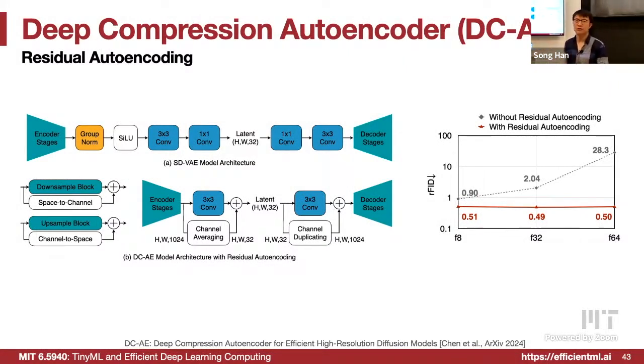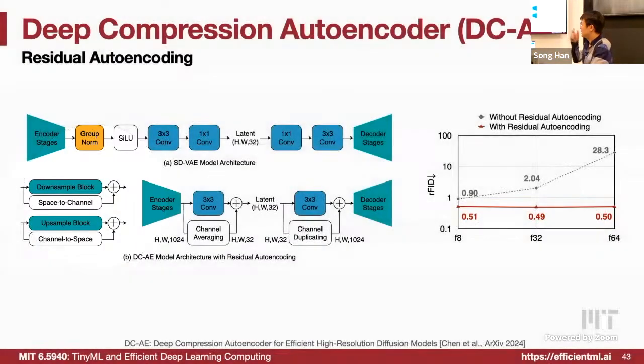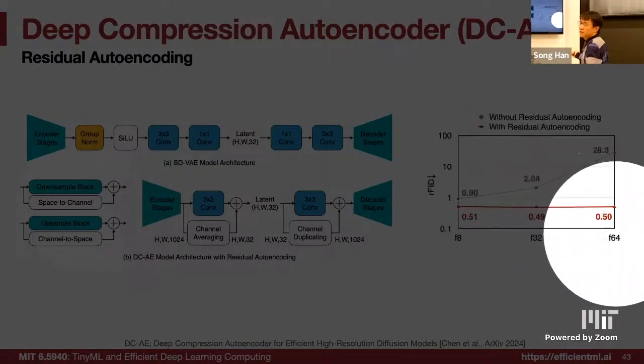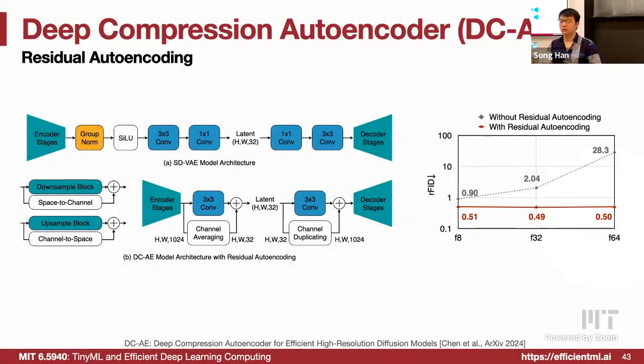So rather than using many weights to learn such stuff, we use this zero weight branch as a residual bypass to learn this. And we find adding this residual autoencoding makes it a lot easier. For example, the rFID without residual autoencoding will deteriorate very fast in F64, but it remains very stable under a high compression ratio.